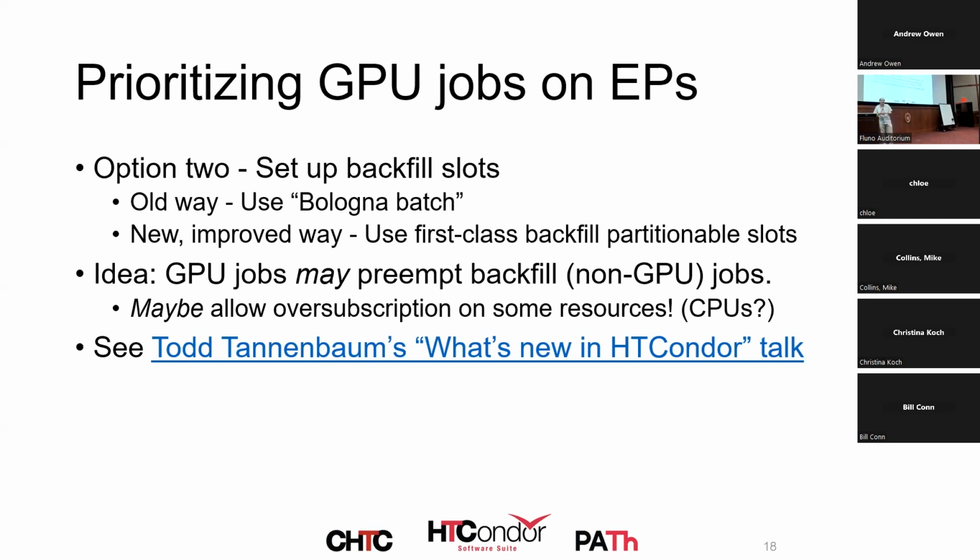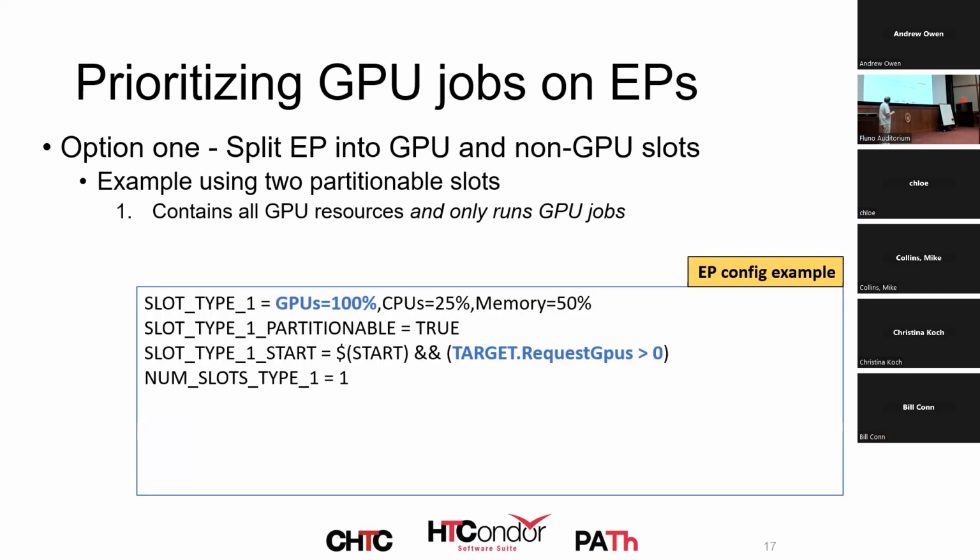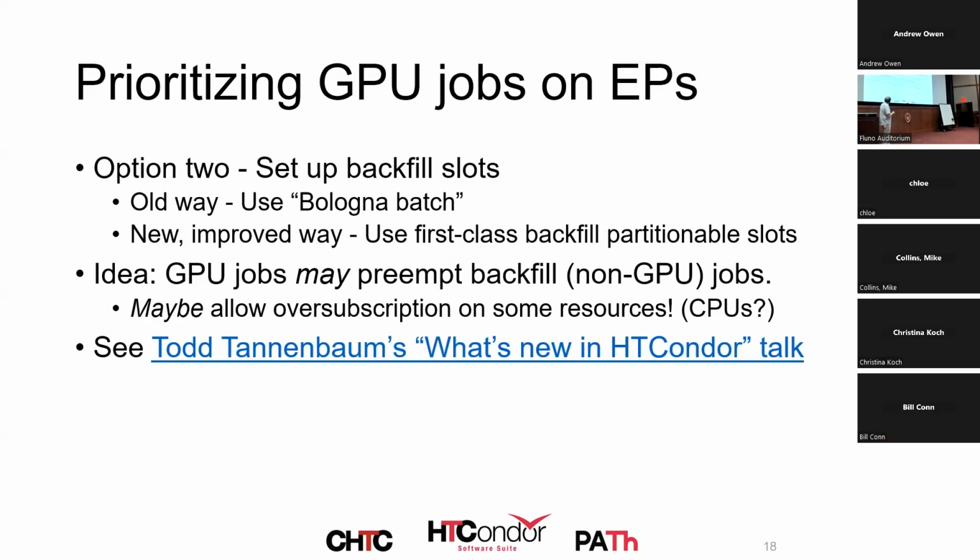The idea here is that GPU jobs may or may not need to preempt backfill jobs. It all depends on what kind of resources it's using. Maybe we know that in general in our pool, our GPU jobs don't really actually use the CPU that they're allotted that much. So maybe we actually do want to allow oversubscribing on CPUs. So you can come up with all sorts of expressions here depending on what kind of resource contention there is. And so again, see Todd's talk tomorrow about what's new in HTCondor.